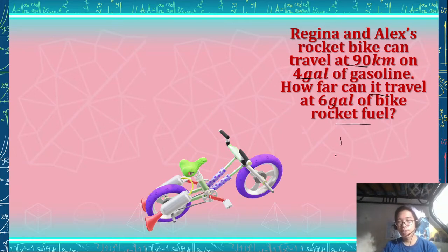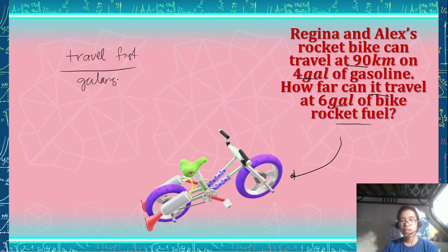Okay, let's say for example, this is the bike that Regina and Alex have got. So if it travels 90 kilometers, this is the length that the bike travels at first, all over the number of gallons at first. So that's going to be equal to the travel distance for the second trip, all over the number of gallons used for the second trip.